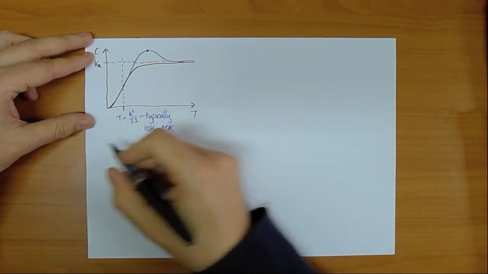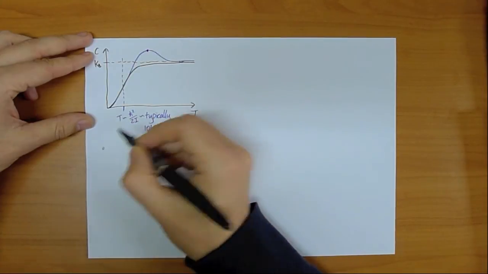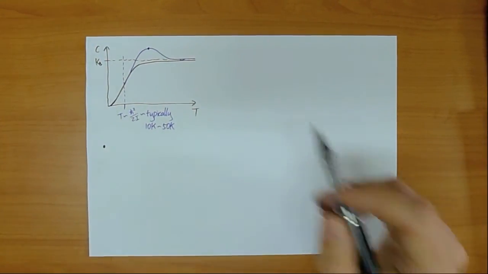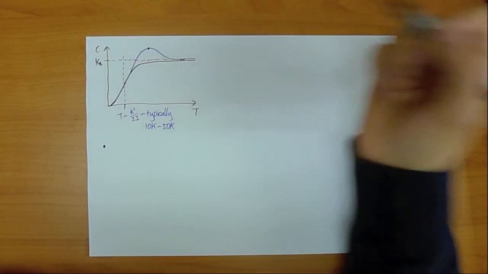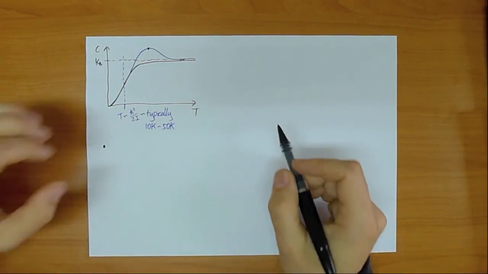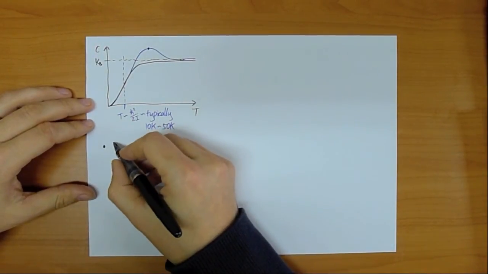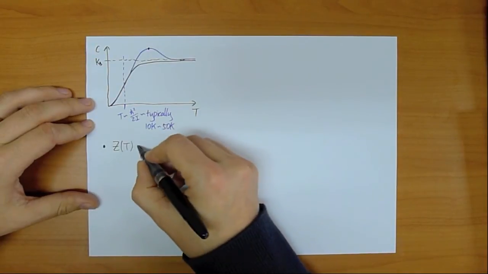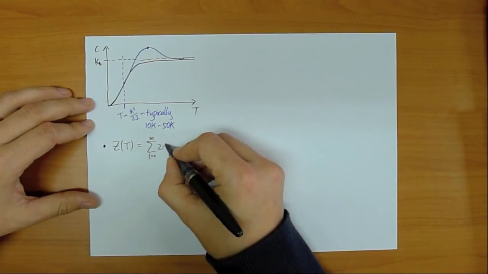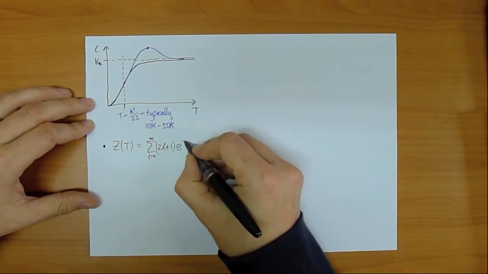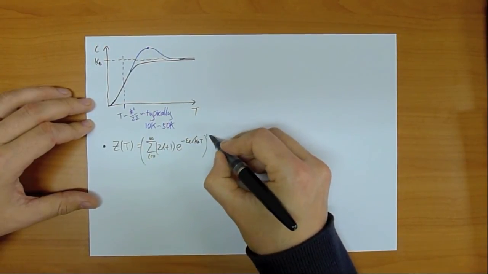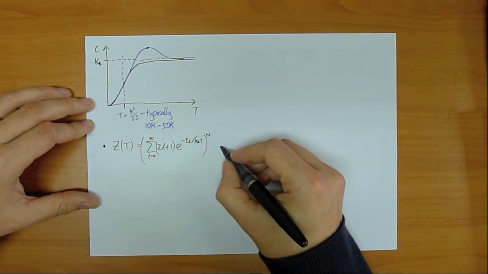Okay, so the final point I want to make, and this is the point which I got wrong in the original lecture, which is why I'm having to do all this again, is that the formula I used for the partition function, this formula Z of T, is not always correct.